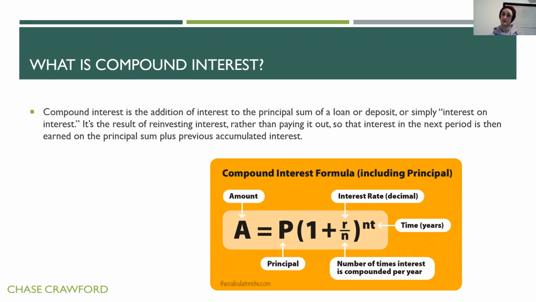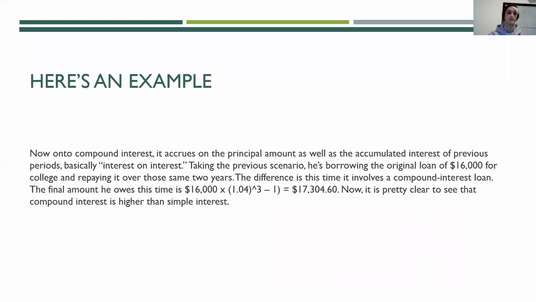Below is another picture that has to do with the compound interest formula, including the principal. A is the amount, P is the principal, the R in the fraction in the parentheses is the interest rate in decimal form, N is the number of times the interest is compounded per year, and the T in the NT is the time in years.